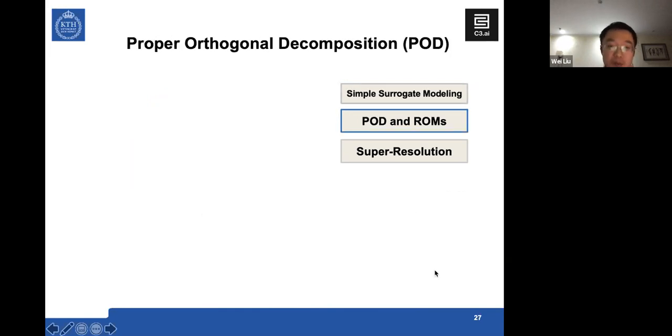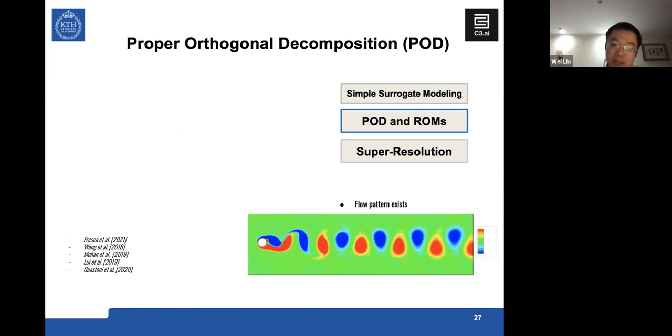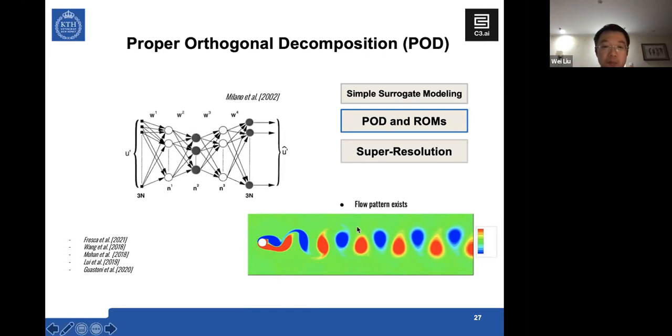And when it comes to POD, POD here means proper orthogonal decomposition. It leverages the fact that the fluid flow patterns exist. The POD is a standard technique that decomposes the flow into reduced order orthogonal bases. When you have these orthogonal bases, with different boundary conditions you can reconstruct the flow field from those orthogonal bases. In 2002, Milano demonstrated that a linear ANN can do the equivalent of a linear POD. And recent studies focus on more advanced and nonlinear deep learning POD interactions for improved accuracy.